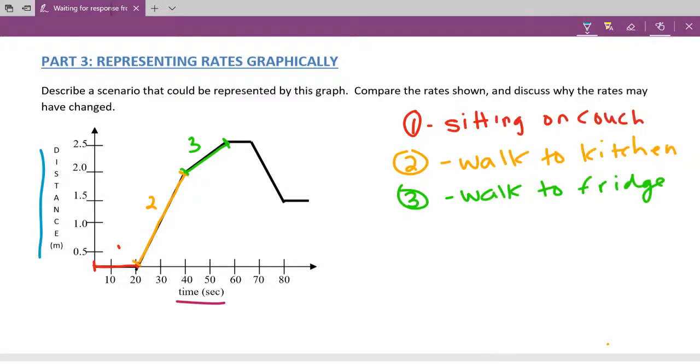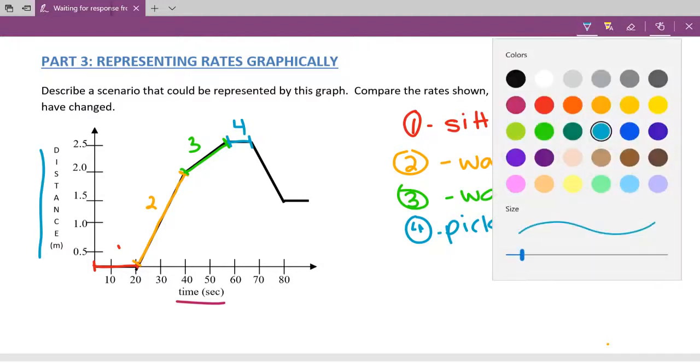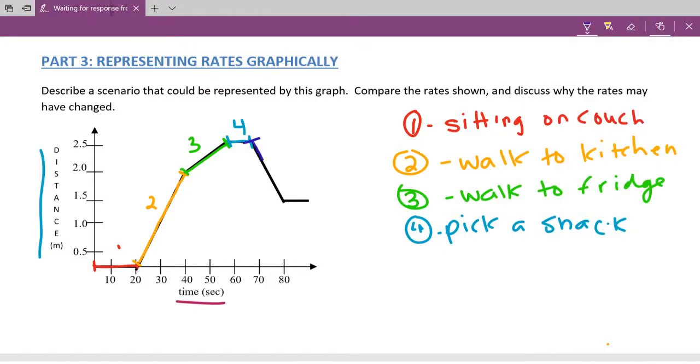We have another section here where it's flat. So 10 more seconds passes, but we don't move at all. So section number 4, you're standing there stationary. Maybe you're picking a snack. No movement. Doesn't take that long. Moving on to the next section.